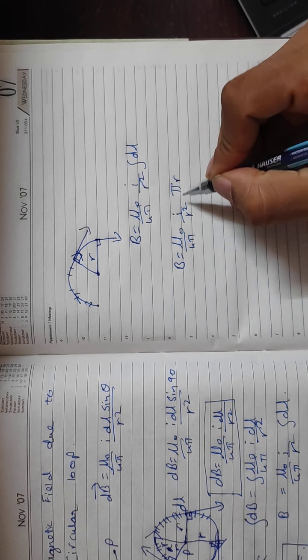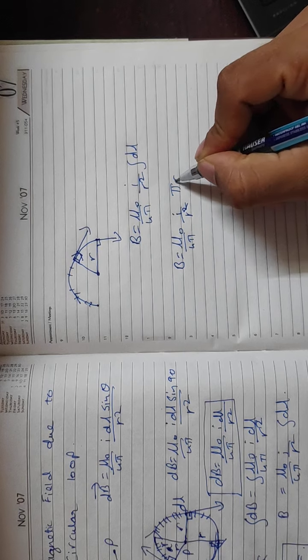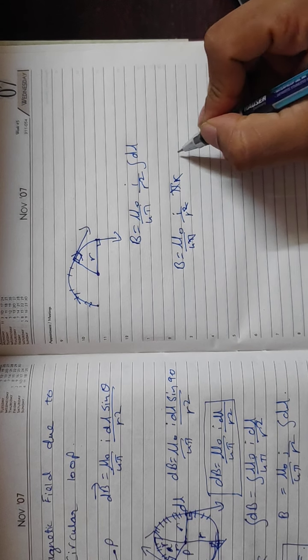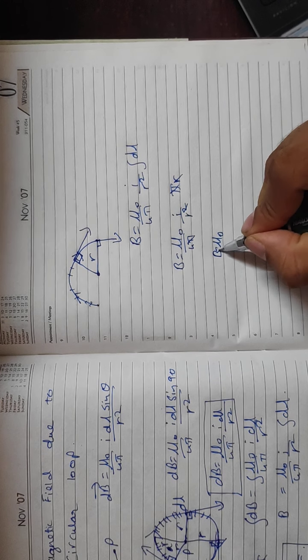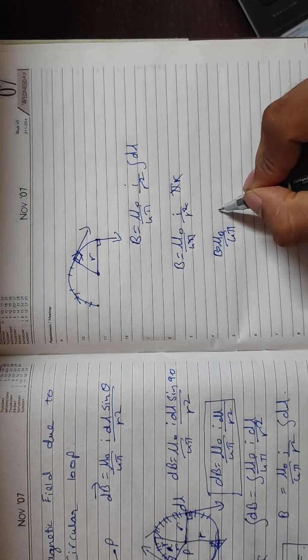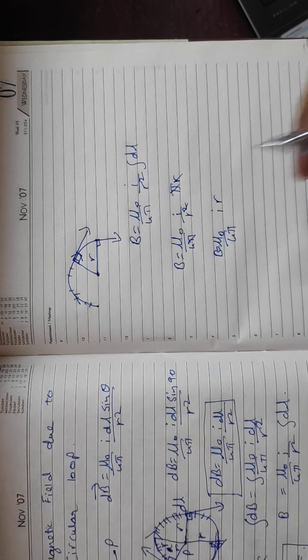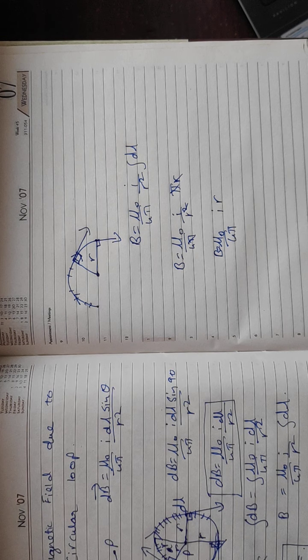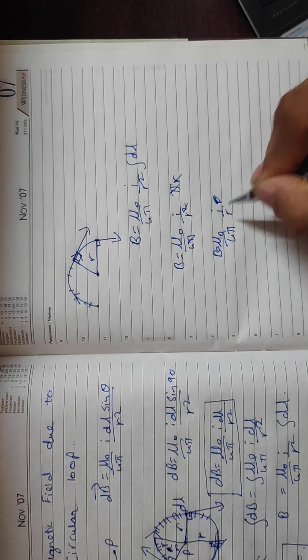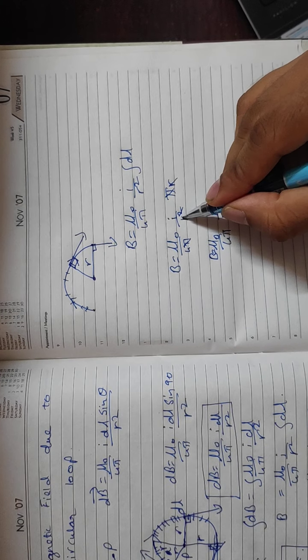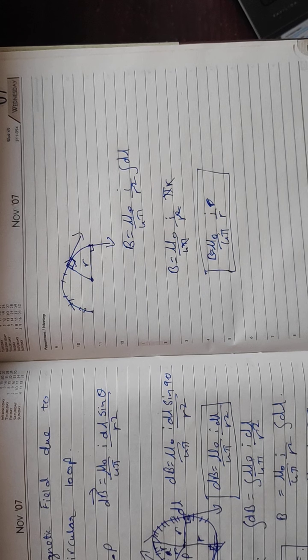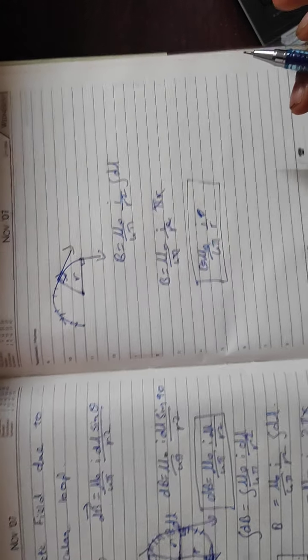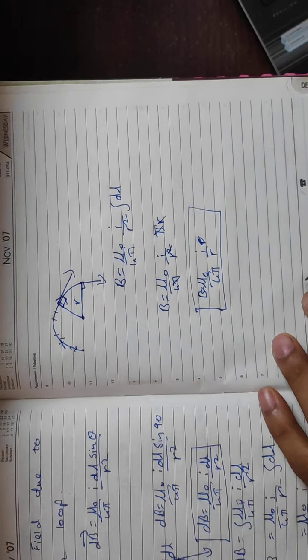Once again we can cancel it out, so we can write mu 0 upon 4 pi I, sorry, not I r, I upon r. Here it was r square. So this will be for a semicircular loop.